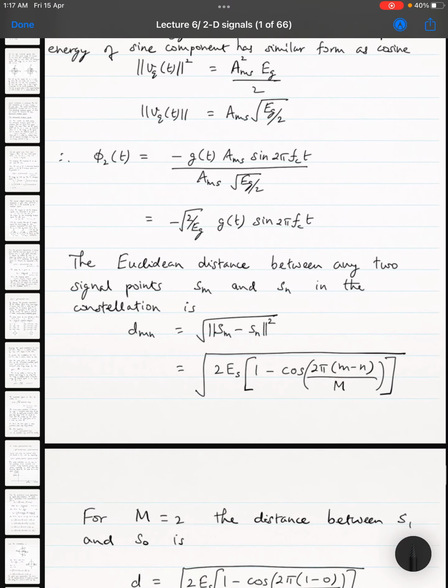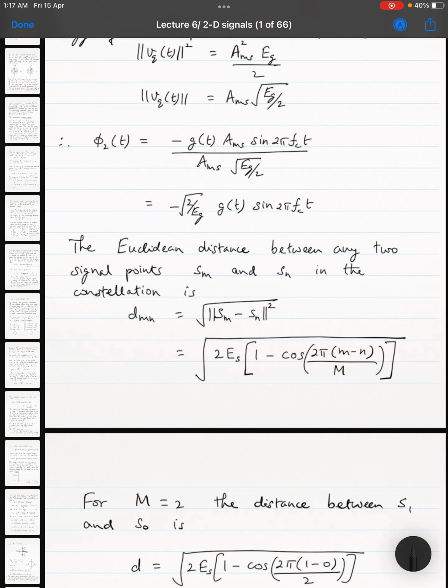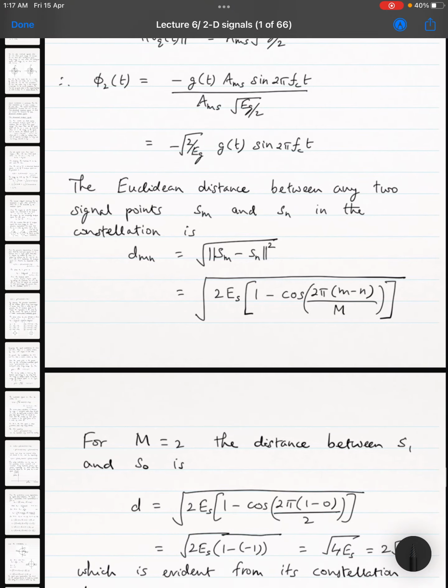Okay, so next we can compute the Euclidean distance between the signal points. If you have two signals, you can compute the distance between S1 and S2. In general, if you have a certain set of M signals, we can calculate the distance between each pair of points Sm and Sn. So the distance between 2 points Sm and Sn is the square root of the norm of the difference, squared. So the general expression, if we work it out, again, I'm not going to go through the proof of this, okay?